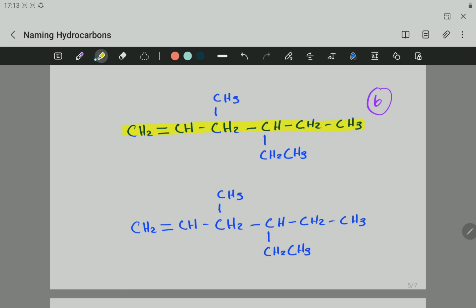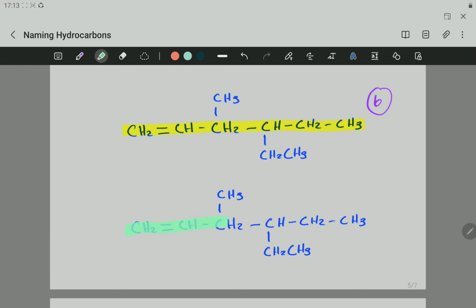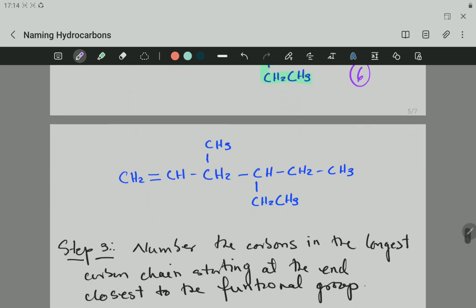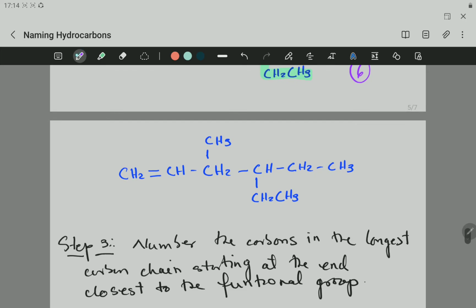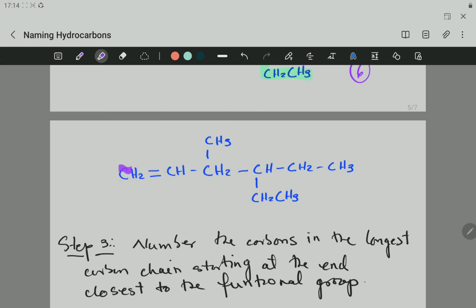Option 2 could be this one here, and we have 1, 2, 3, 4, 5, and 6 carbons as well. And option 3, we can have this one here. We have only 1, 2, 3, and 4 carbons, so this one is out. It's either one of the previous ones.